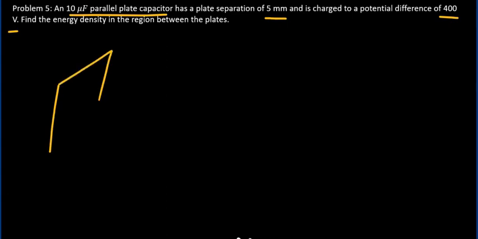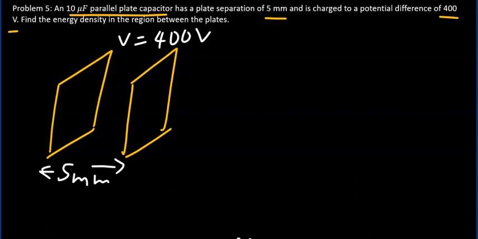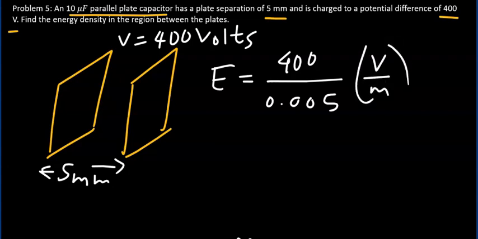So note that, you have a couple of plates like that. The separation distance is 5 millimeters, and you have a potential difference of 400 volts in between the plates. Now that means the electric field between the plates would be 400 divided by 5 millimeters converted into meter, 0.005. And this electric field is in the unit of volt per meter.